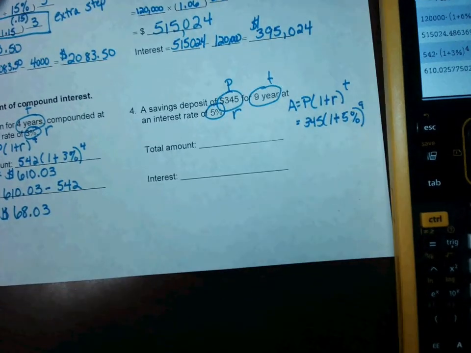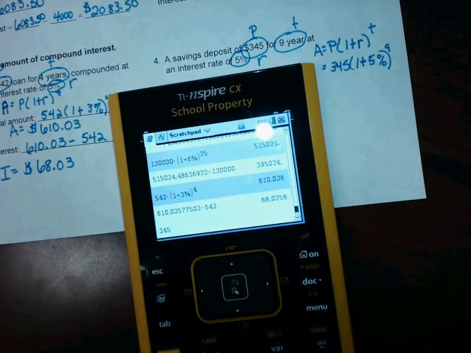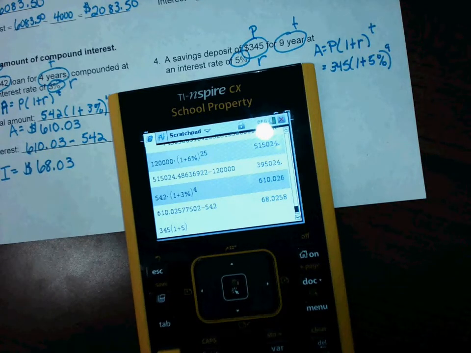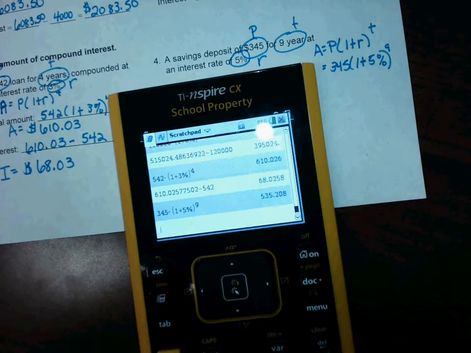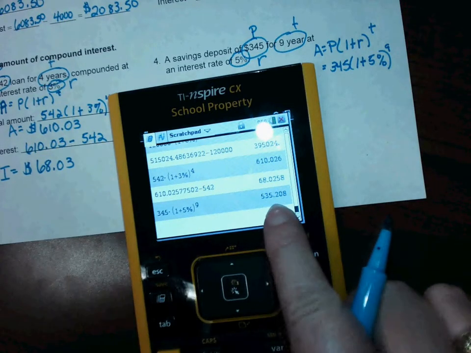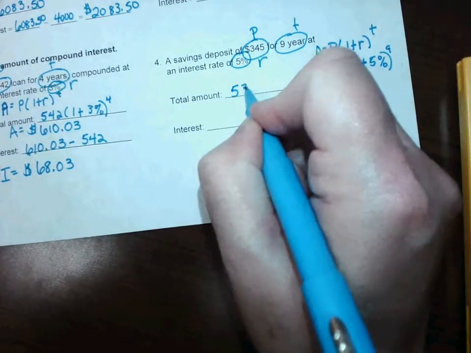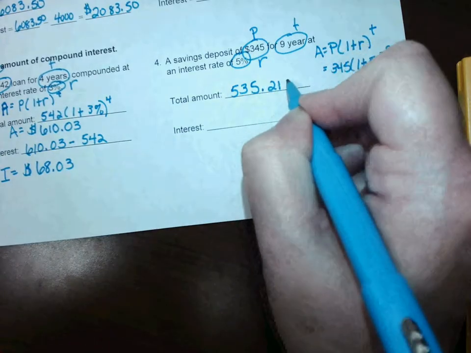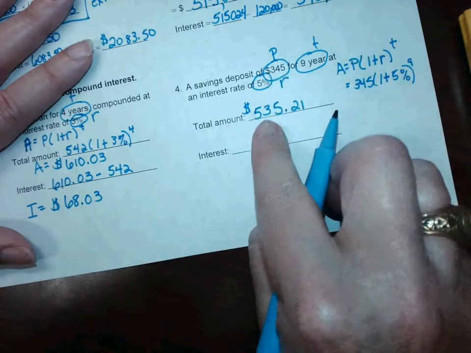And I get 345 times 1 plus 5%, and I'm going to do an exponent of 9. Hit Control Enter. $535.21. Make it look like money. $535.21. Total amount. So you started with this much, you ended with this much.